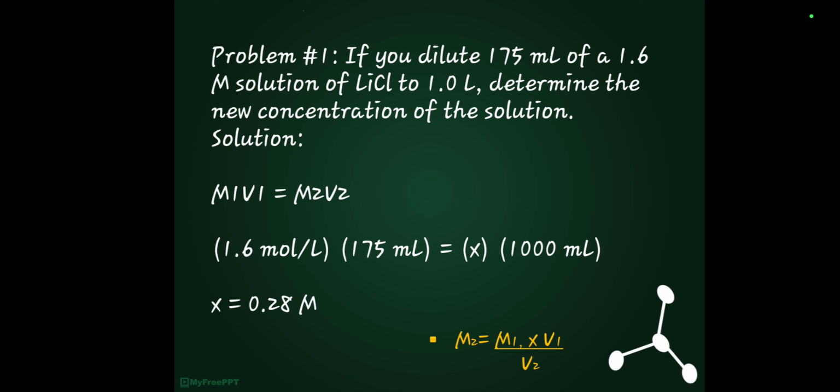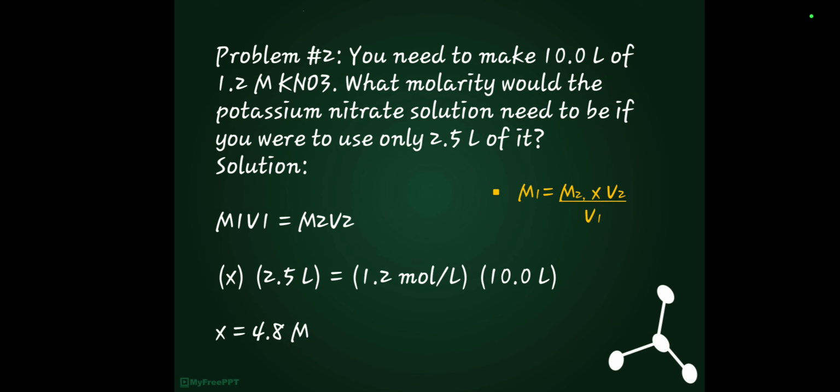So if you have a question or clarification, you can leave that in our GC. Okay, so let's proceed to problem number 2. For problem number 2, you need to make 10.0 liters of 1.2 M potassium nitrate. What molarity would the potassium nitrate solution need to be if you were to use only 2.5 liters of it?